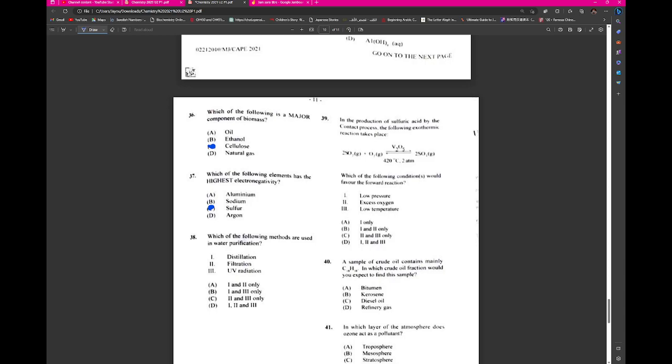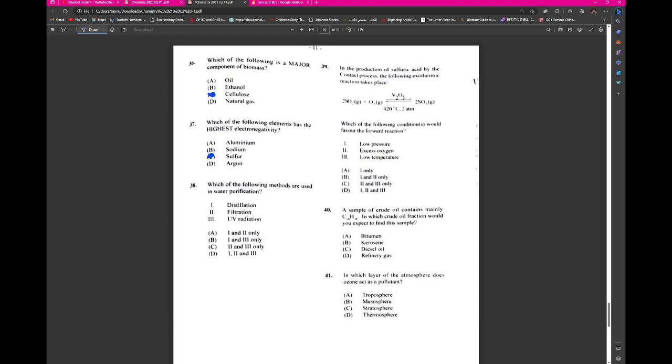As we go across the periods and up the groups, we're going to have an increase in electronegativity. Across the periods from left to right, by the way. 38. Which of the following methods are used in water purification? Right, we have distillation, filtration, right? Distillation to remove any other dissolved liquid components, filtration to remove any type of solid components, right? And UV to kill any type of microbial components, right? Or microbial life. D.